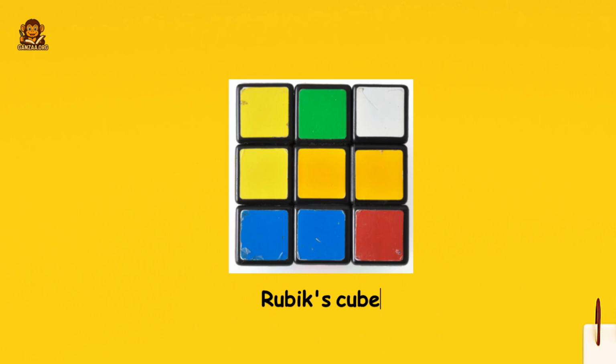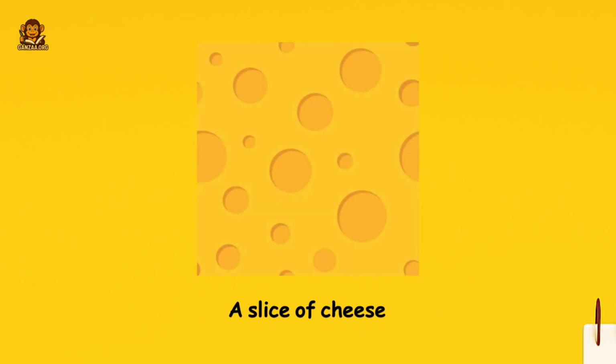You can find squares all around you, tiles on the floor, the front of a Rubik's Cube, or even a slice of cheese.